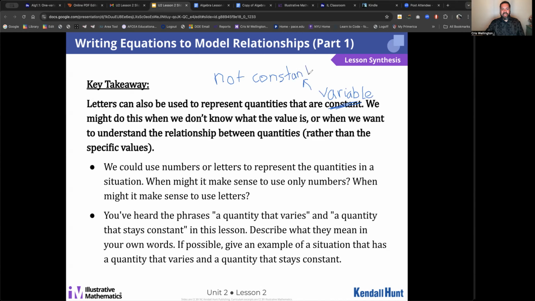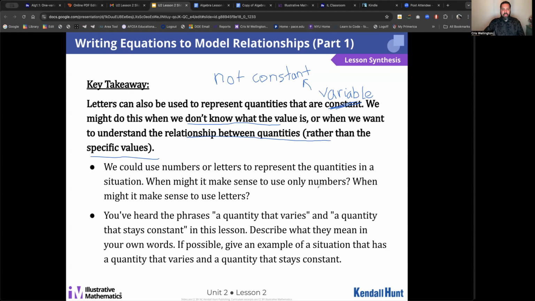If they become constant, there's no need for them to vary. We might do this when we don't know what the value is, or when we want to understand the relationship between values, rather than specific values. So somebody asked yesterday, why do we need all of this? Well, we are trying to model something that is more general when we don't want to know the specific values. We only want to know the model that we can use all the time, right?